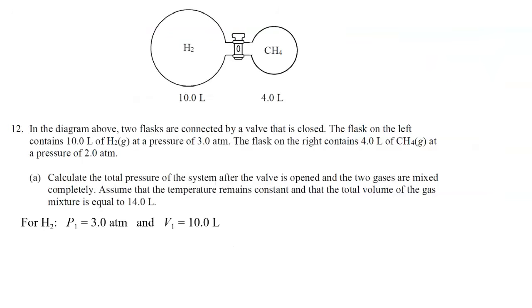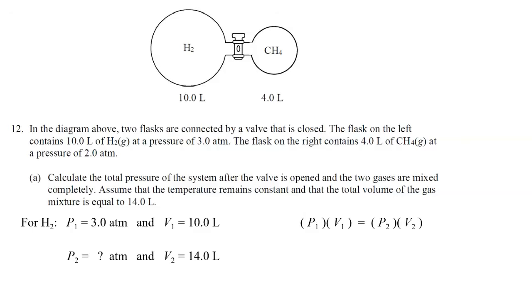Okay, so for hydrogen, P1, the initial pressure of the hydrogen is 3 atmospheres. V1, the initial volume of the hydrogen before the valve is opened, is 10 liters. But after the valve is opened, the new pressure will be some number that we don't know yet. It's going to be less than 3 atmospheres. And once the valve is opened, the new volume occupied by the hydrogen is 14 liters. So P1 times V1 equals P2 times V2.